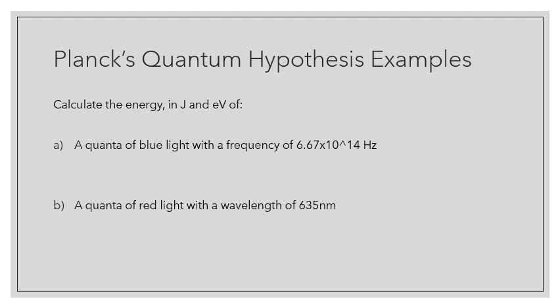We had to calculate the energy in both joules and electron volts of a quanta of blue light with a frequency of 6.67 times 10 to the 14 hertz, and a quanta of red light with a wavelength of 635 nanometers. So we know that the frequency is equal to 6.67 times 10 to the 14.